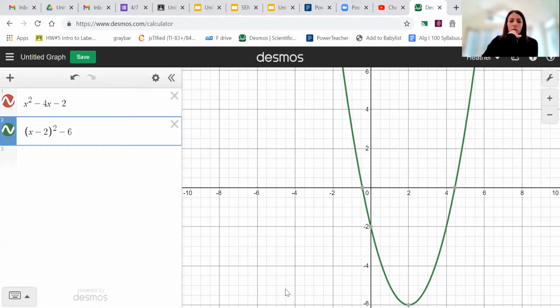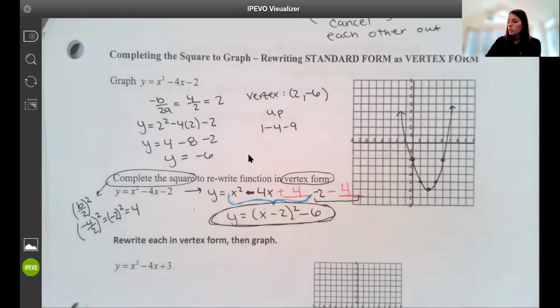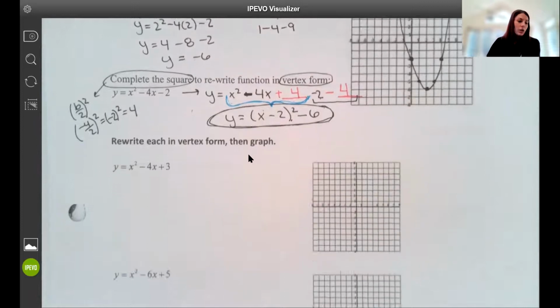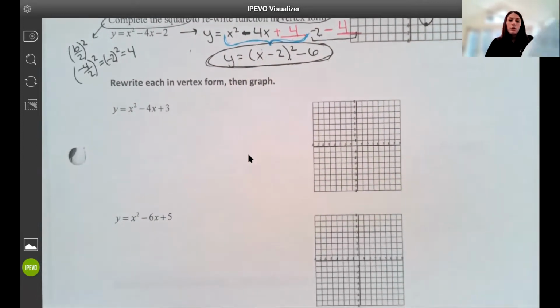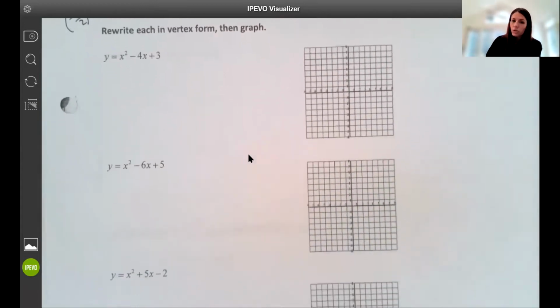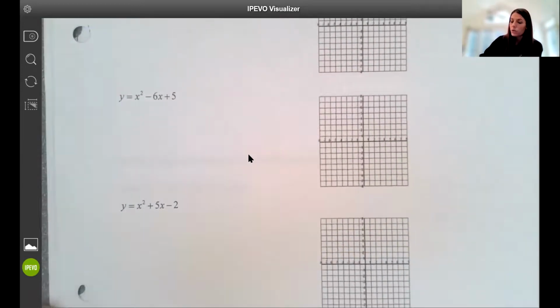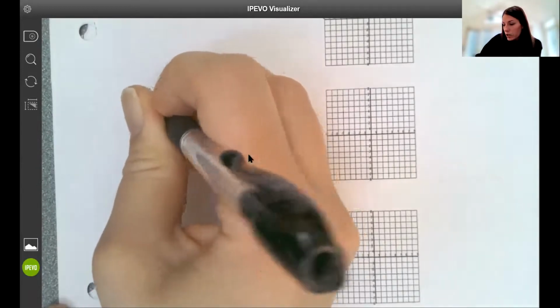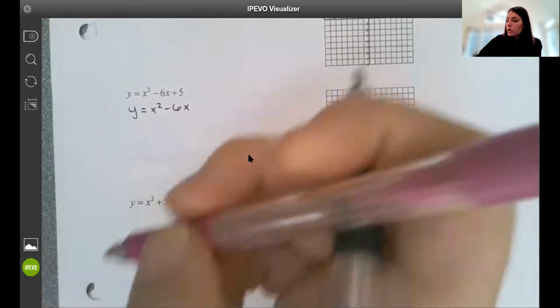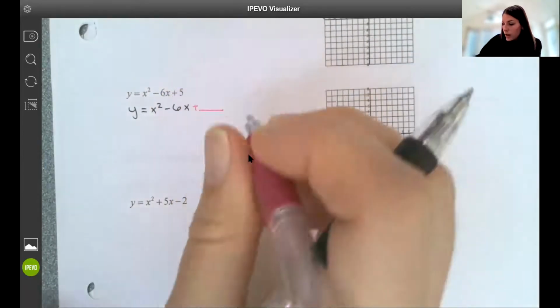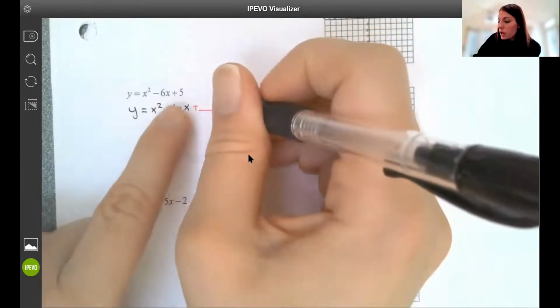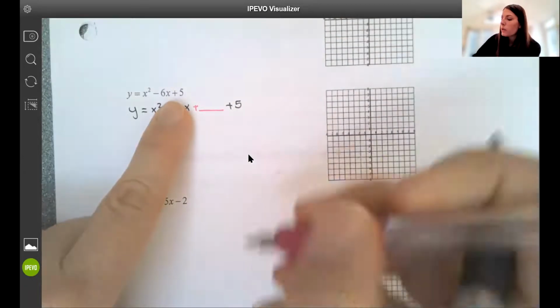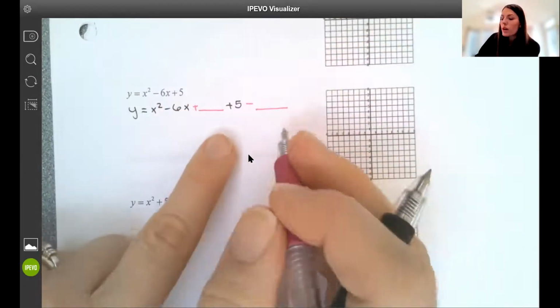Okay. Let me go back to my paper. So we're going to try this a couple of times, and I'll let you try it on your own as well. So let me do, I actually want to do 2 and 3, and then I'll let you do number 1 on your own. So to rewrite this in vertex form, each time, what we're going to do is add a value right after the bx term, shove that c value out a little bit, and then we'll subtract that same value at the end.